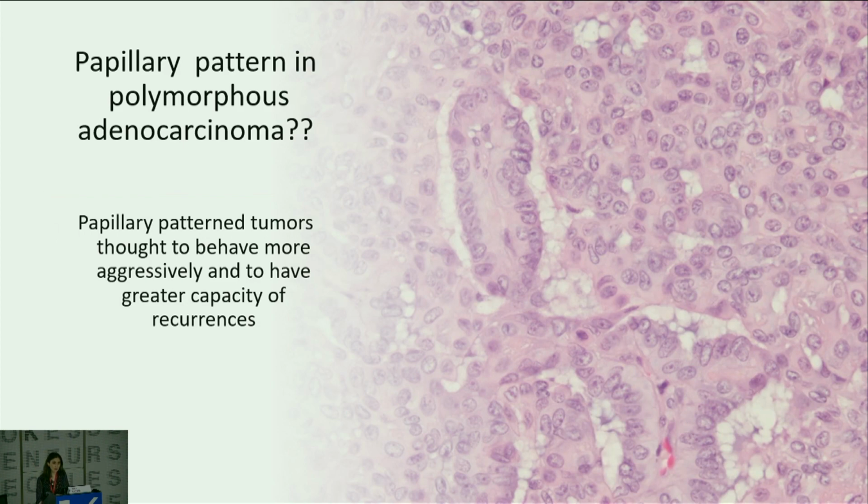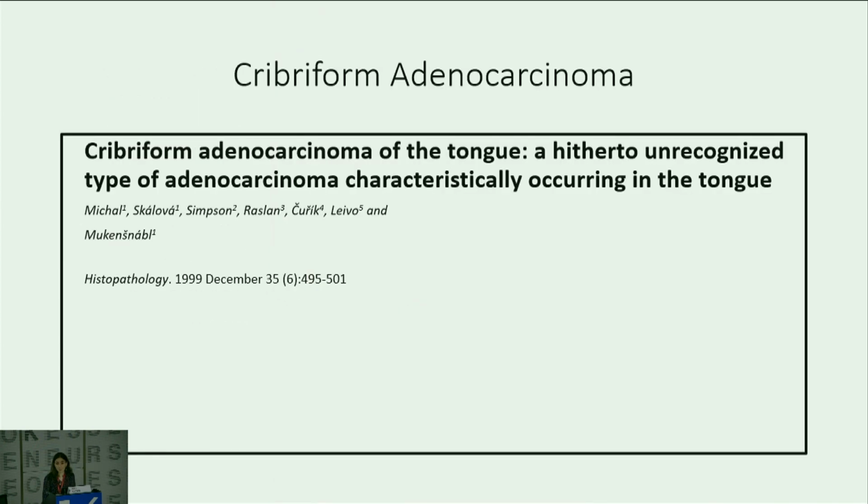Papillary pattern is one of the controversial patterns in diagnosing polymorphous adenocarcinoma. It's been reported that tumors with more than focal papillary formation have the capacity to behave more aggressively compared to conventional classical polymorphous adenocarcinoma. Cribriform pattern is another controversial pattern in diagnosing polymorphous adenocarcinoma.